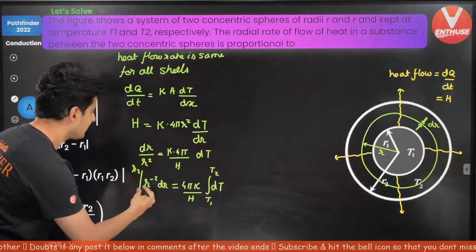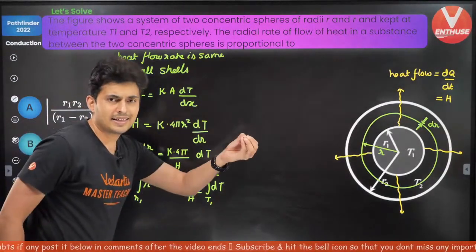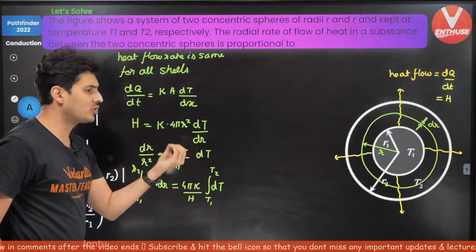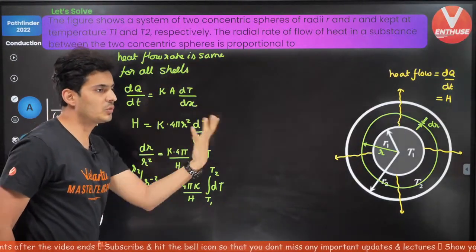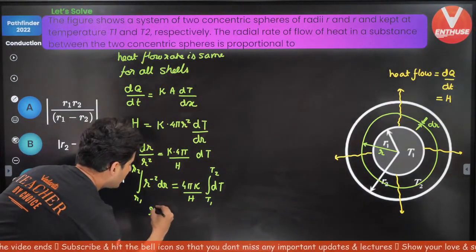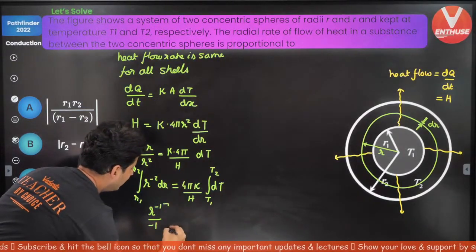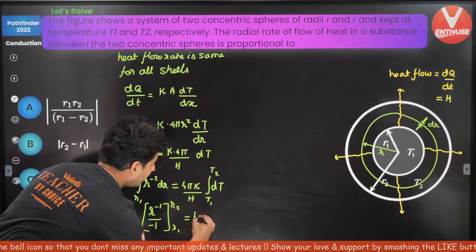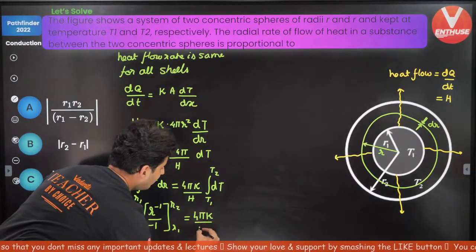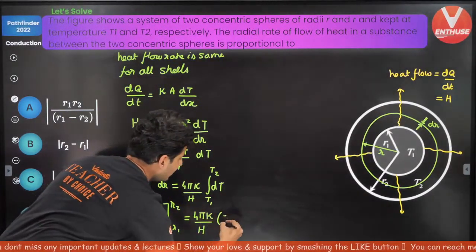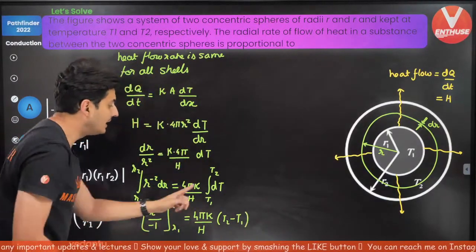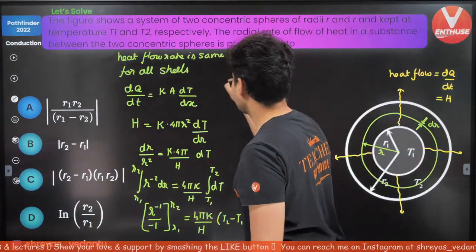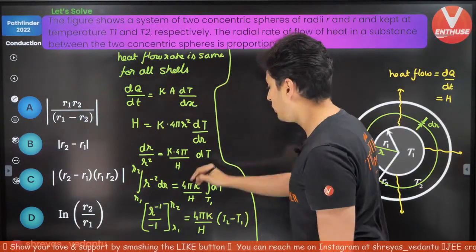So when you integrate this, the integral of x raised to n is x raised to n plus 1 upon n plus 1. So r raised to minus 2 plus 1 upon minus 2 plus 1. So it is r raised to minus 1 divided by minus 1. And here you have limits r1 and r2. Here you have 4 pi k divided by h. Here you have t2 and then t1, because the integral of dt is just t. Okay, let's try and do this right over here and see what we get.